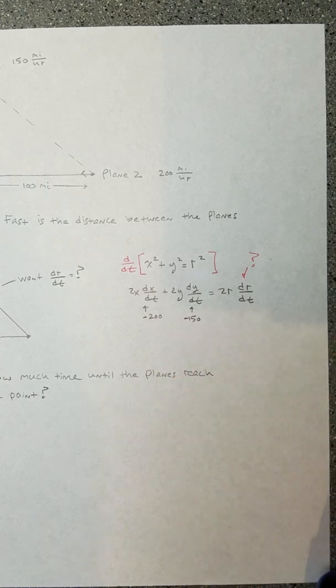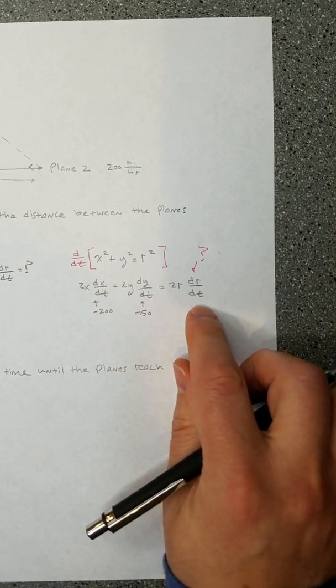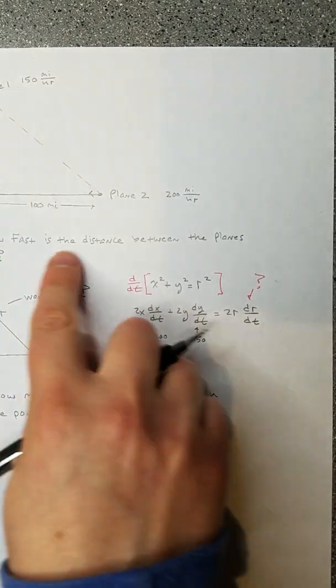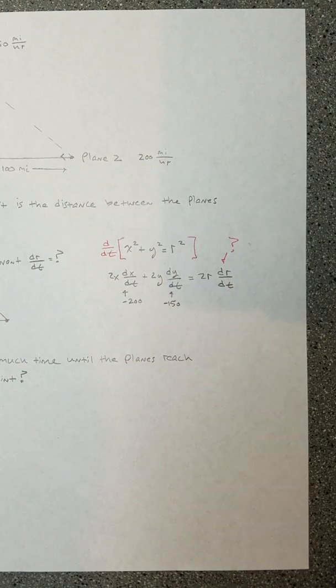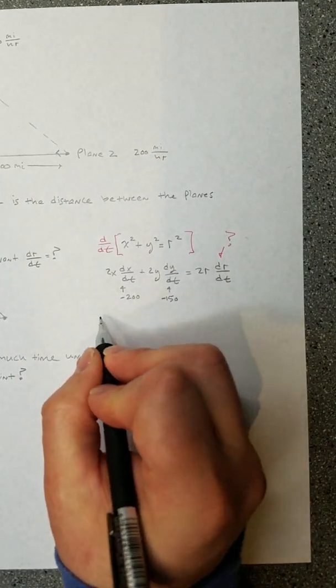So we'll get like that. And then we don't know dr/dt. That's what we're trying to figure out: how fast the distance between the planes is changing. So here's what I'll get out of this.